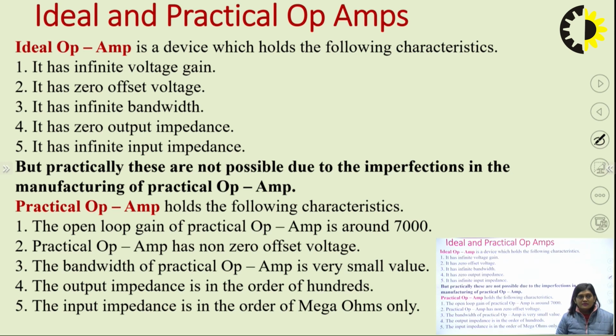Like a FET, which also has a high input impedance and low output impedance. So practically an op-amp does not have these characteristics. A practical op-amp has non-zero offset voltage, and the bandwidth of a practical op-amp is a very small value. The output impedance is in the order of hundreds of ohms. The input impedance is in the order of mega ohms only.